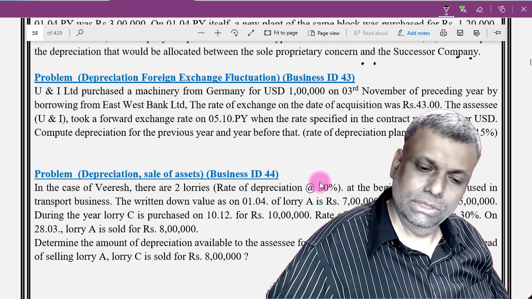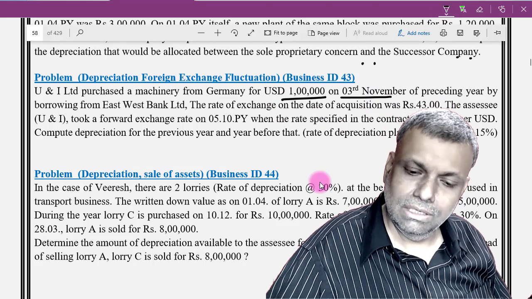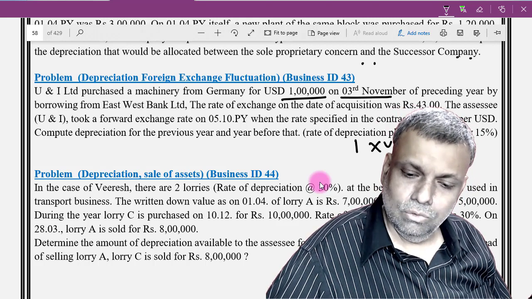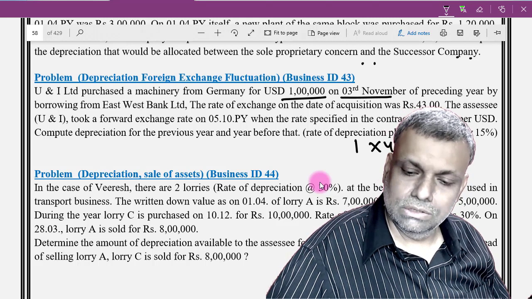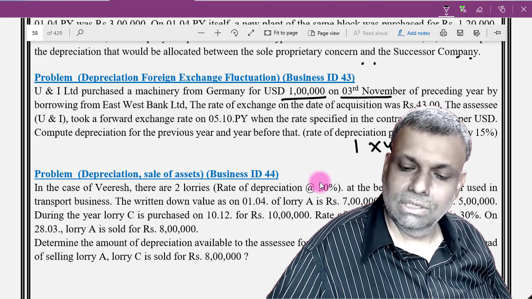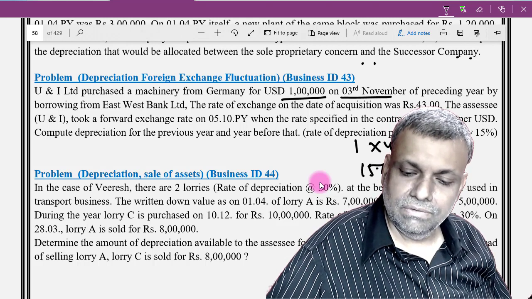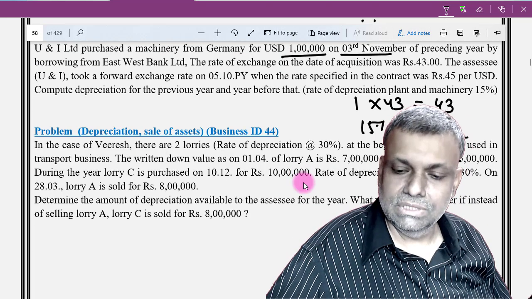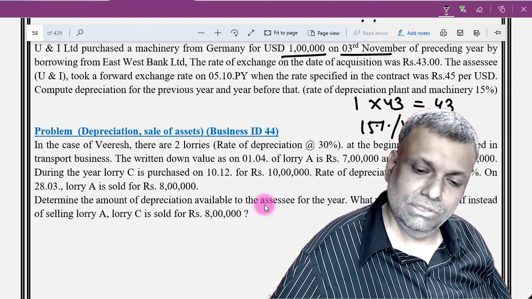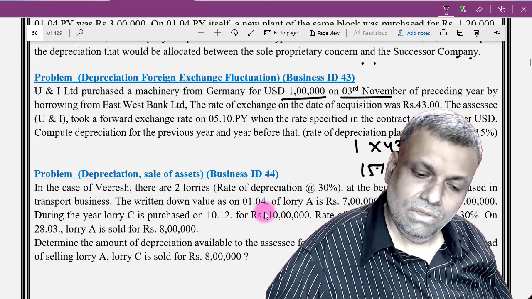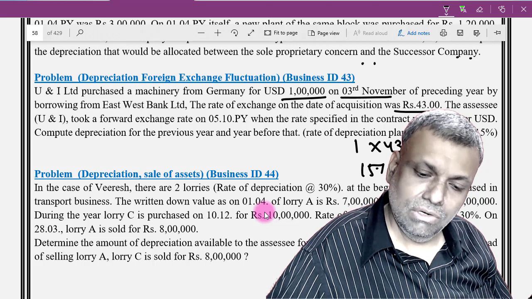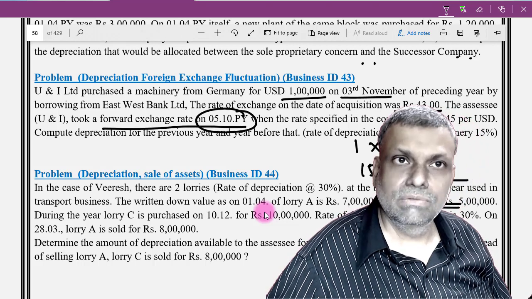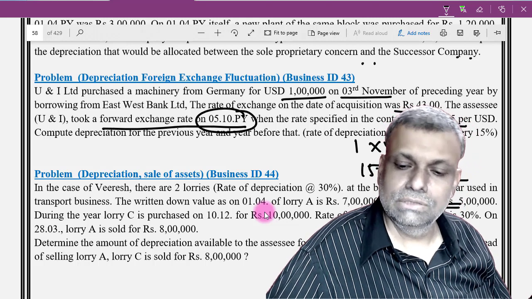So what we do is 1 lakh on 3rd November of the preceding year. 3rd November means half the rate, so 1 lakh into 43, so this is going to be the cost, and on that you will consider half the rate, 15%. That is going to be a closing after considering depreciation, closing WDV, opening WDV in the next year. Now the rate of exchange on the date of acquisition we have already considered. Now forward exchange rate on 5th October of the previous year you have entered into, and the rate is 45.